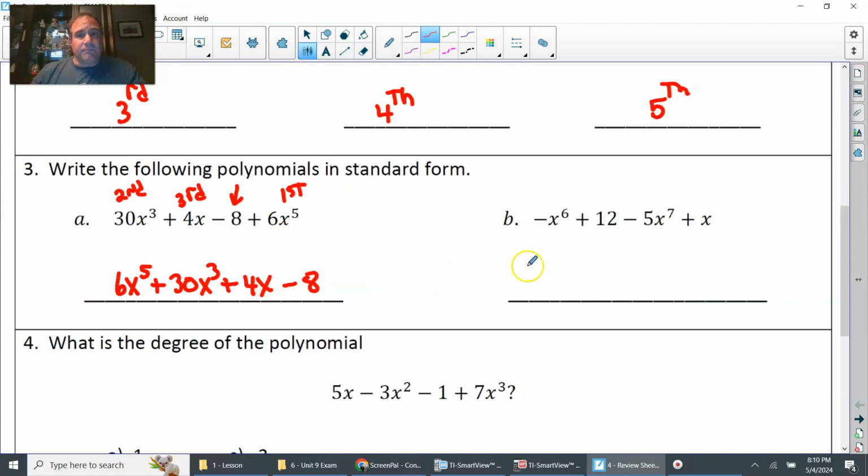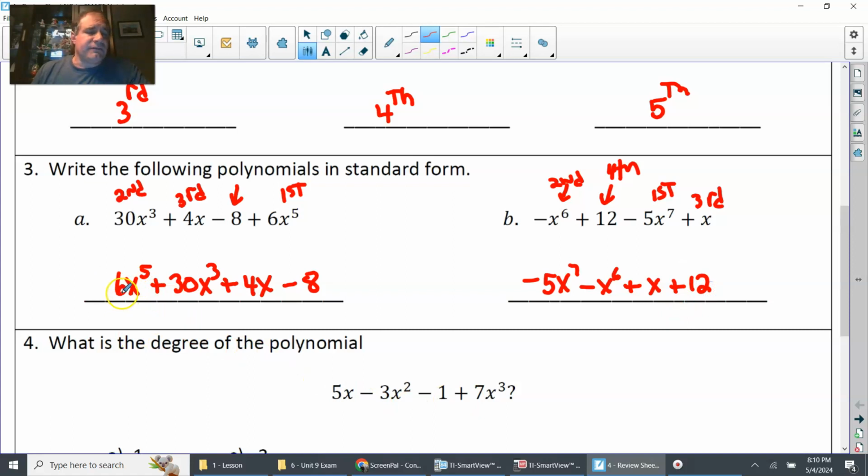That is standard form. This one would be first, because that has the largest exponent, and take the sign of the number with it. This would be second. That's a negative x to the 6th. This would be third. That would be plus x. And then this would be 4th. That is the constant. That is a plus 12. So this would be the 5th degree with a leading coefficient of 6. This would be the 7th degree with a leading coefficient of negative 5.